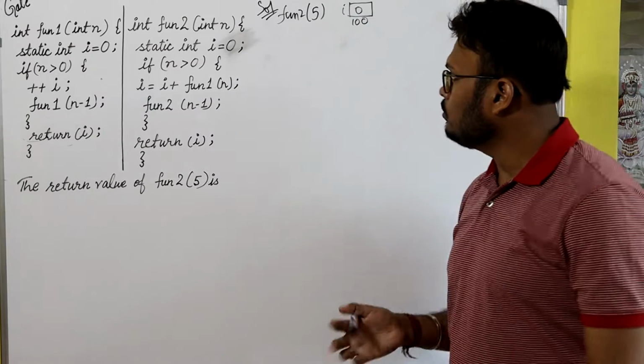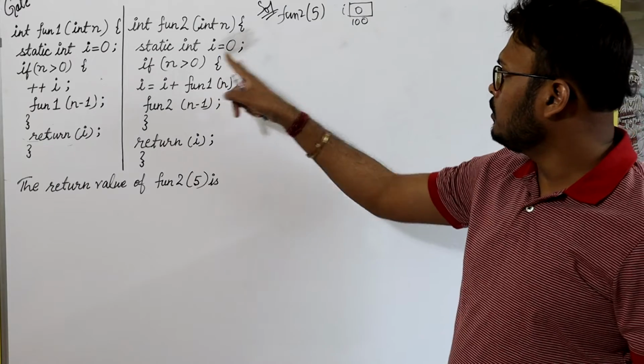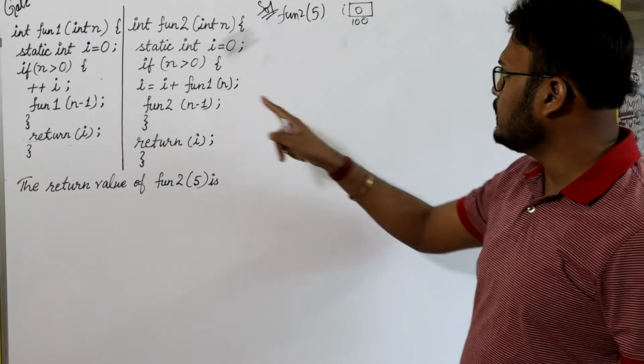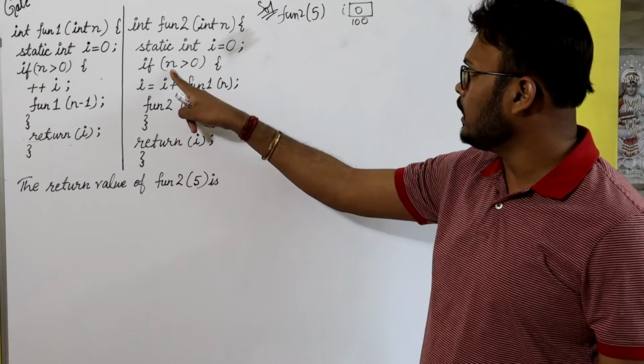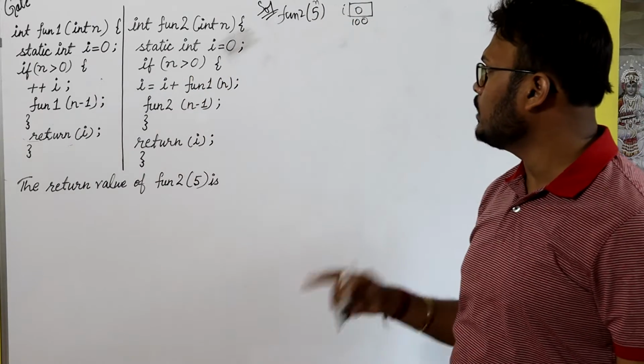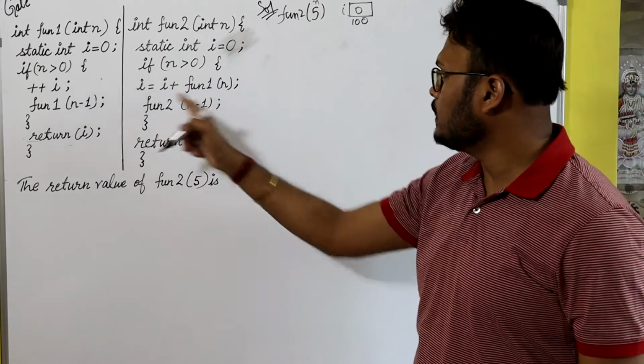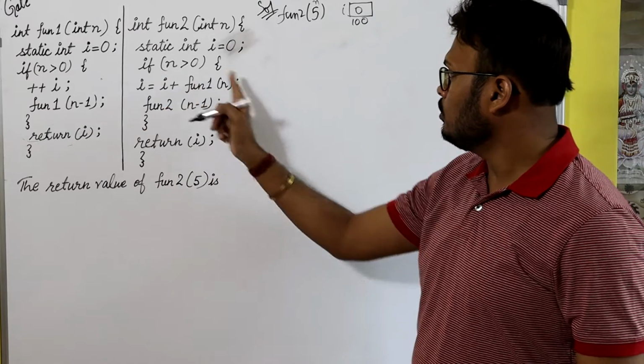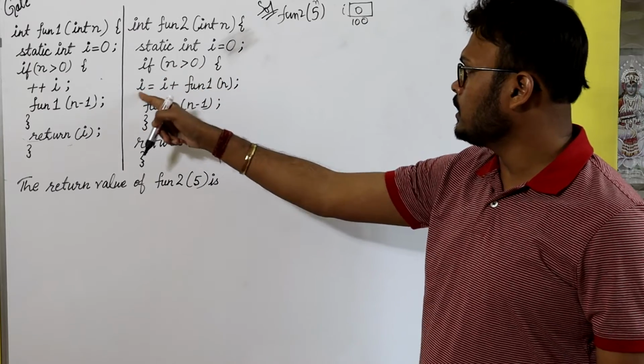So the static value I is 0. Now here the condition is checking n greater than 0. We know here n is 5. 5 greater than 0, yes, 5 is greater than 0. Since this condition is true, now let's execute this line.